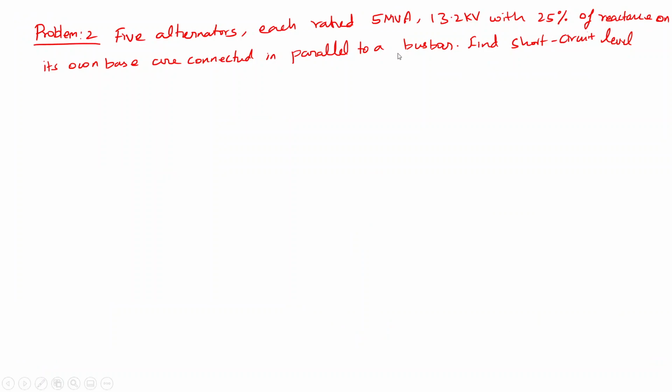Five alternators, each rated 5 MVA, 13.2 kV with 25% of reactance on its own basis, are connected in parallel to a bus bar. Find short circuit level in MVA at bus bar.